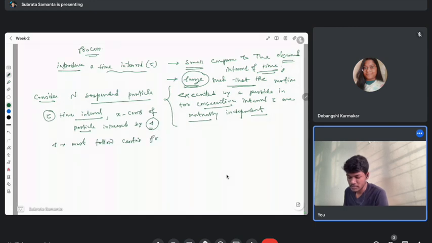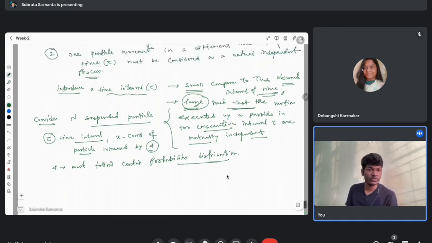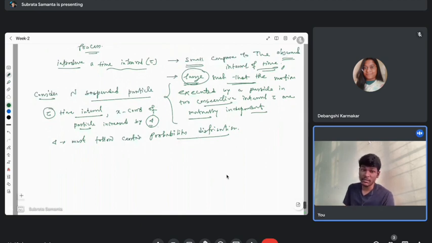Certain probability distributions, since we are considering that each time interval is mutually independent. So this value might change, and depending on this value we get a probability distribution. And the distribution tells how they are distributed over the whole range, the whole time interval.